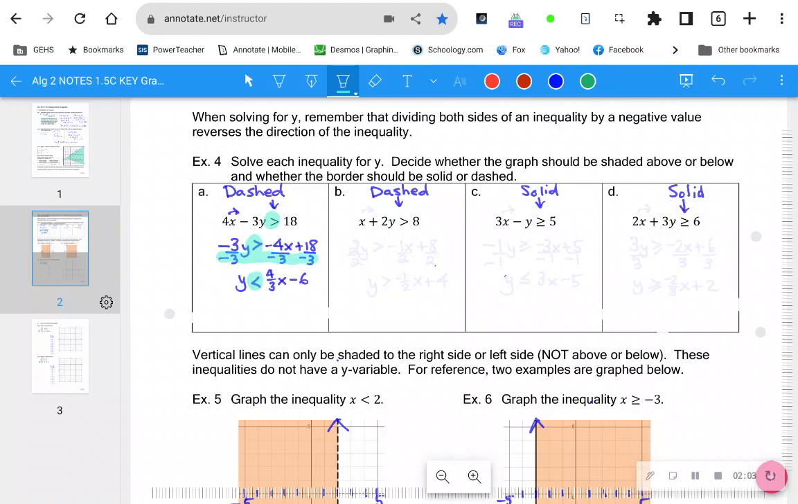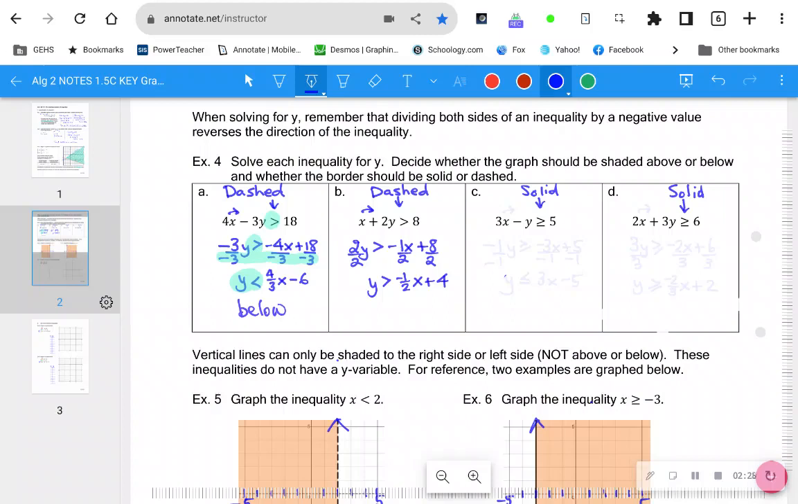So we might have thought that the greater than sign would make us shade above, but by the time you get down to the bottom, it's y is less than. So you'll shade below on this one. All right, let me write that in here. Shade below. So it'll be a dashed border, and we'd shade below that border.